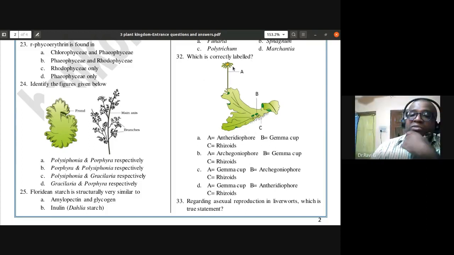So look into the diagrams carefully when you are preparing for the NEET exams. Even the diagrams, labeling, and structures, you have to analyze. So B is the answer. A is Archegoniophore. You can see an almost flower-like structure on it, it looks sunflower-like. Then B is Gemma cup, and they have rhizoid. C is rhizoid. That is the 32nd.